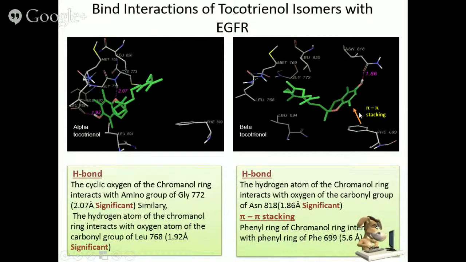There is pi-stacking. It could be an acceptable pi-stacking interaction, and a hydrogen bond is also found between the chromanol ring and the oxygen of the carbonyl group of ASN 818, with significant bonding, which is 1.86.